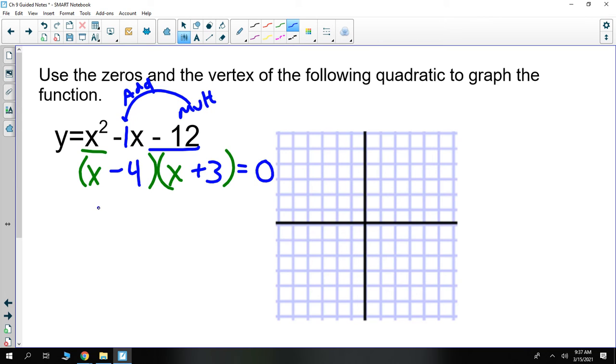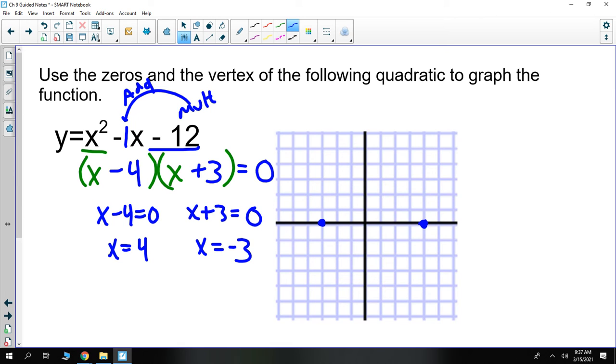So I'm going to set this equal to 0 to find the zeros. So you're going to set each factor equal to 0. So when x is equal to 4, I get 0. And when x is equal to negative 3, I get 0. So 1, 2, 3, 4. 1, 2, 3. So I've got my zeros.